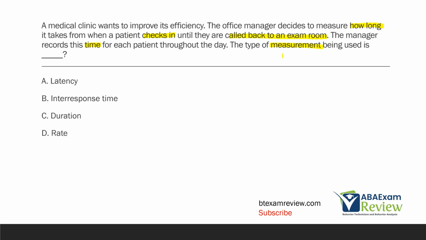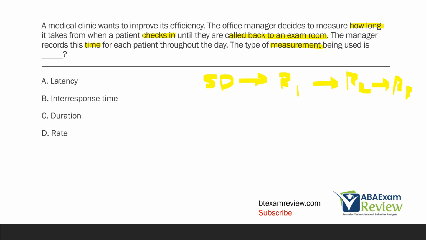So the office manager isn't necessarily measuring a specific behavior, but rather the time in between something. And when we're measuring time in between, we have two options: latency and inter-response time. Latency is the time in between the SD and the first response. Inter-response time is the time in between response 1 and response 2, response 2 and response 3, and so on and so forth. So inter-response time is time in between responses. Latency is the time in between the SD and the first response.